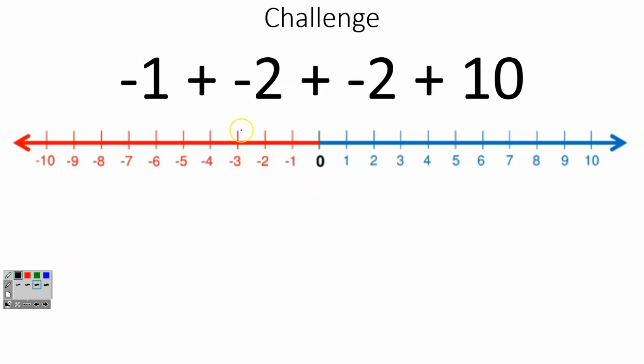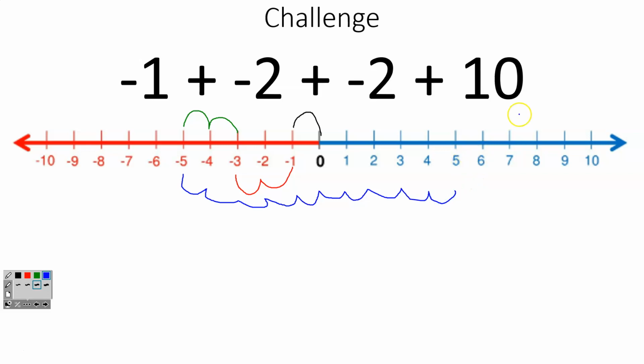Okay, check your work. So I'm going to start at 0 and go 1 in the negative. There's 1. I'm going to go 2 in the negative direction now. 1, 2. I'm going to go 2 more in the negative direction. 1, 2. And then I'm going to go 10 in the positive direction. 1, 2, 3, 4, 5, 6, 7, 8, 9, 10. So it looks like on this problem I ended up at a positive 5.